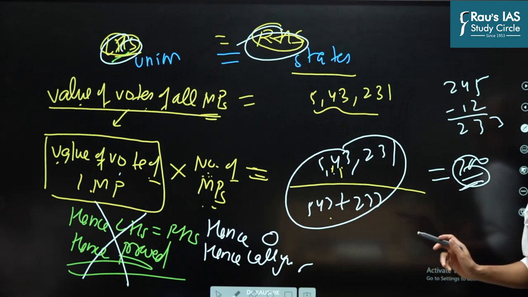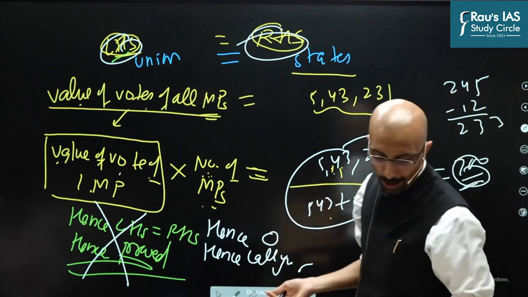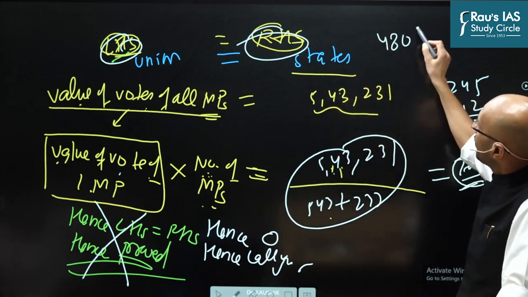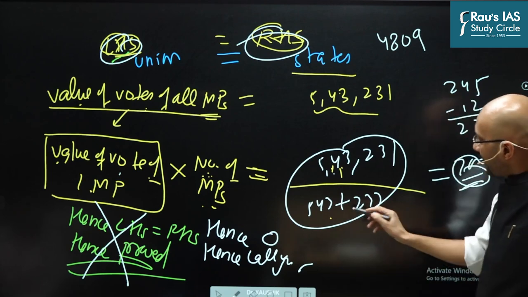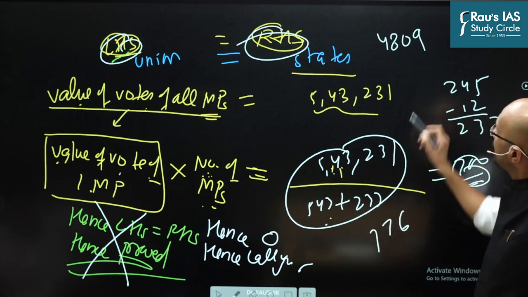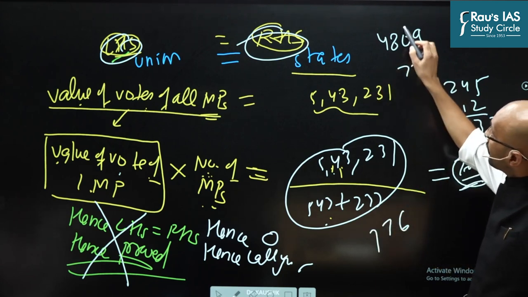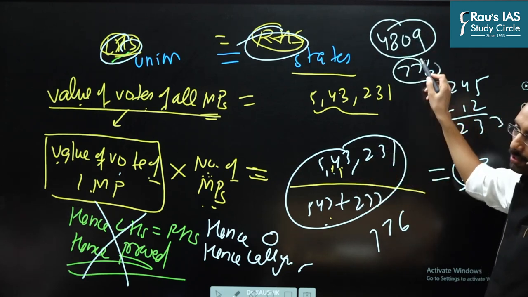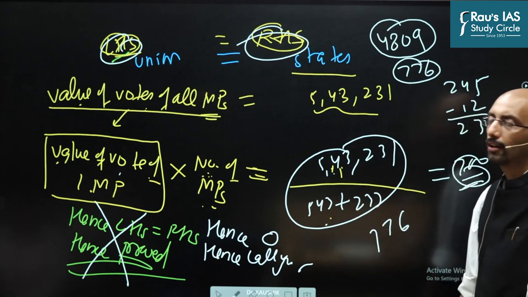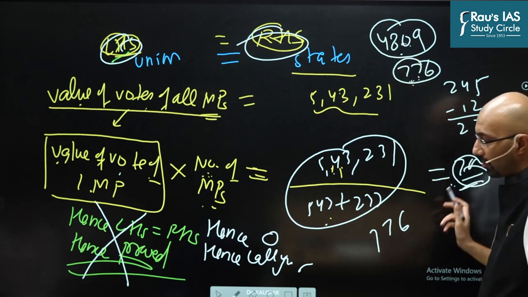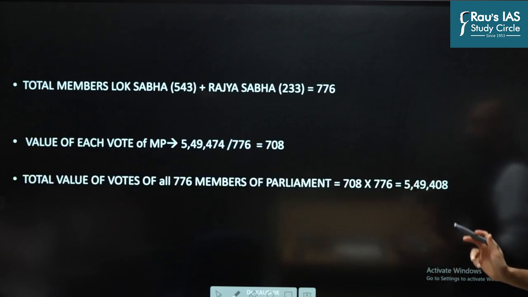Obviously, out of MLAs, how many are participating this year? Total MLAs participating this year are 4,809. And MPs are how many? MPs are only 776. So on one hand, the value of votes of the MLAs, so many MLAs, you want to bring equal to the value of votes of the MPs. So obviously you have to give a much higher value to the votes of the MPs. Then only it can be equal to these many MLAs' votes, right? 700. Now, this we already know, we have done this exercise.